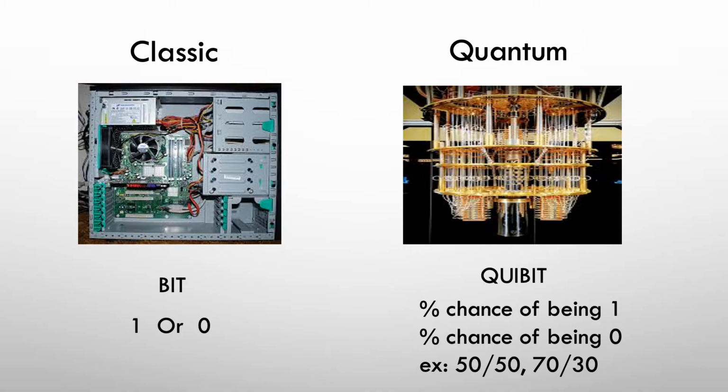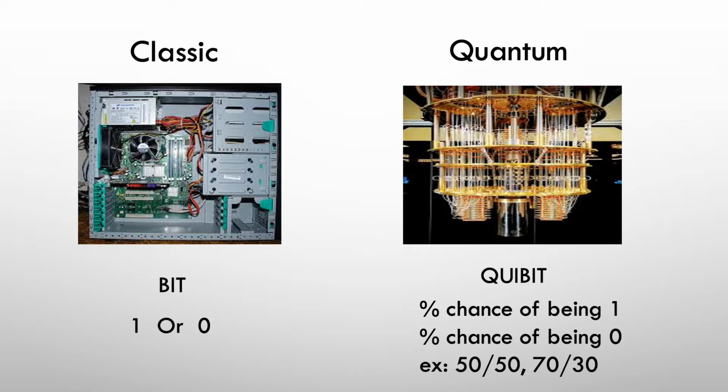The reason these two operate differently is because computers use bits, which are represented as either 1 or 0, which is either an electric signal on a wire or not an electric signal on a wire. So it can use these to manipulate data. A quantum computer uses qubits, which are particles that have a percent chance of being 1 and a percent chance of being 0. So, for example, it could be a 50-50 chance that it's 1 or 0 at this specific time.